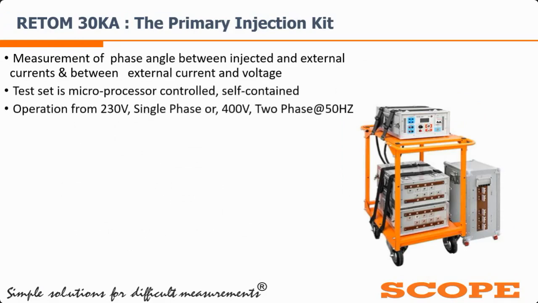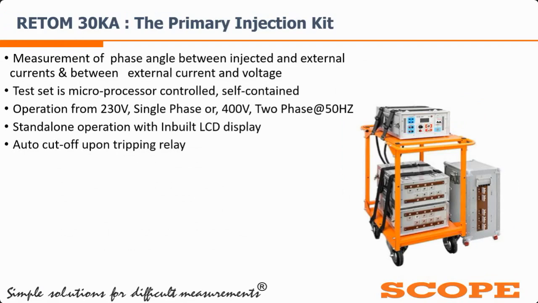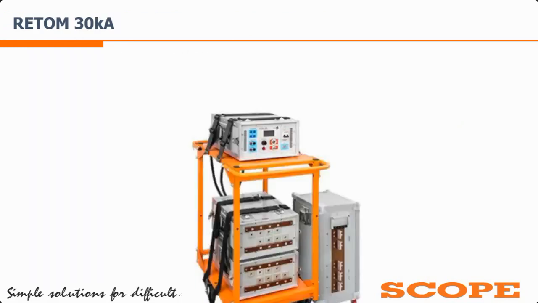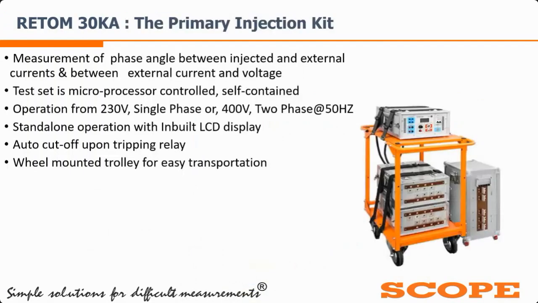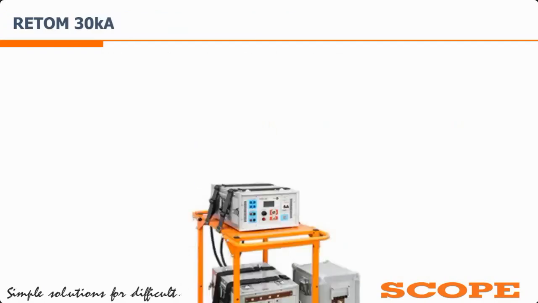The instrument is microprocessor controlled. Operation of the instrument is possible from single phase 230 volt AC or 400 volt two phase at 50 Hz. Then standalone operation with an inbuilt LCD display we have provided. Auto cutoff upon tripping of the relay, this facility we have provided. Then a field mounted trolley for easy transportation. So these are the specifications and features provided in RETOM 30K.